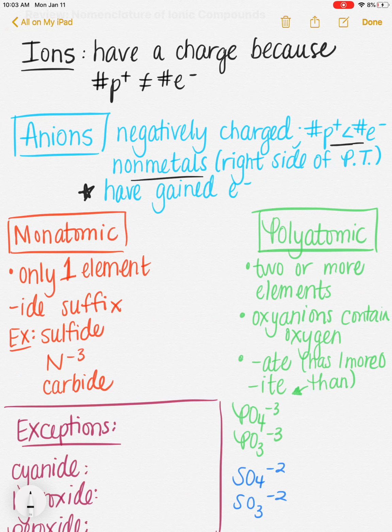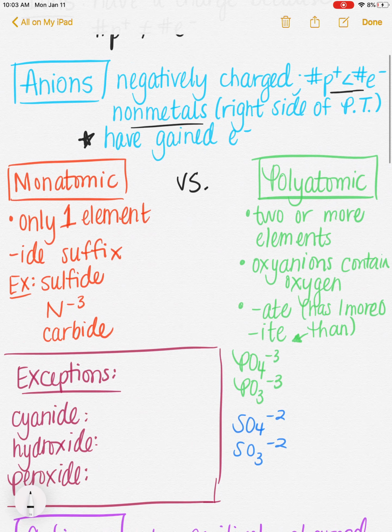Nonmetals tend to form anions, which are on the right side of the periodic table. There are two subcategories of anions. There are monatomic anions and there are polyatomic anions. Let's focus first on the monatomic anions. Monatomic anions only have one element. They tend to end in the suffix -ide.